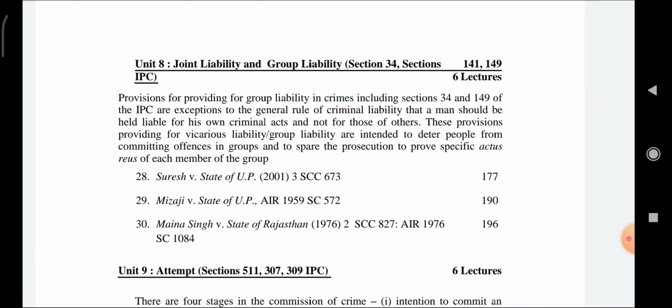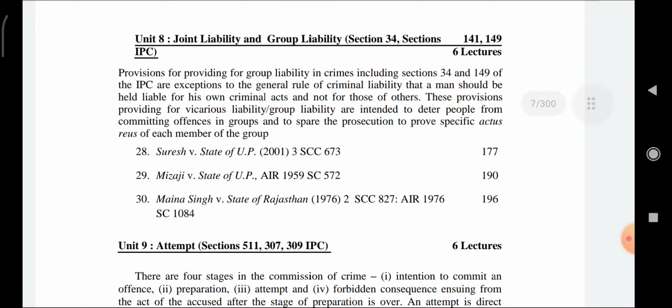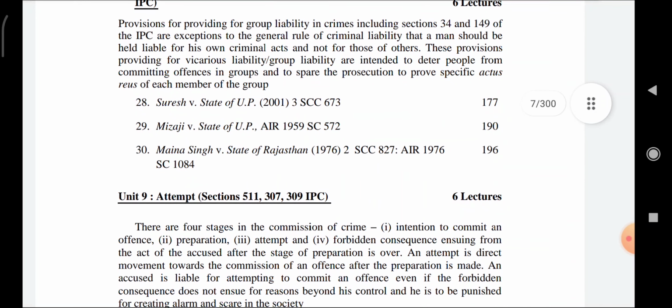There are three cases related to joint liability, that is common intention, Section 34 of the Indian Penal Code: Suresh versus State of Uttar Pradesh, a 2001 case, Mirjaji versus State of Uttar Pradesh, and Maina Singh versus State of Rajasthan.